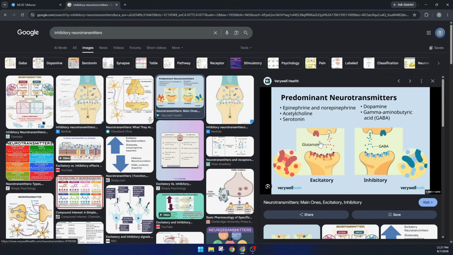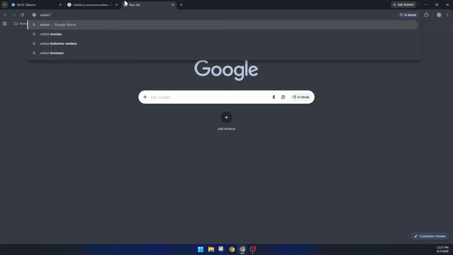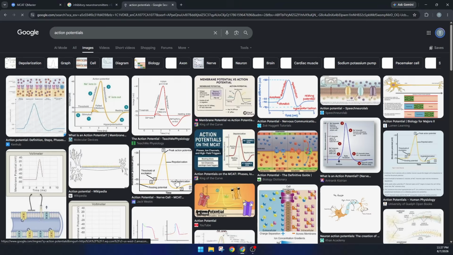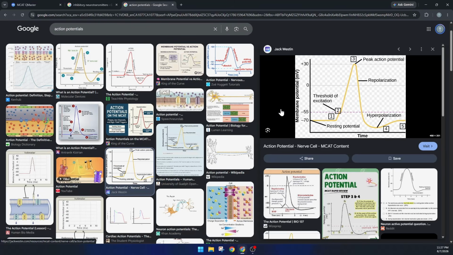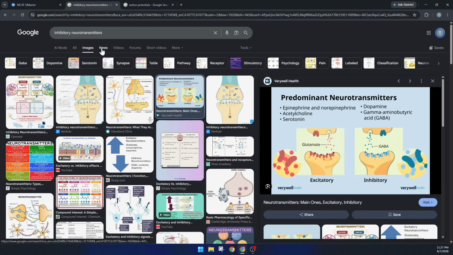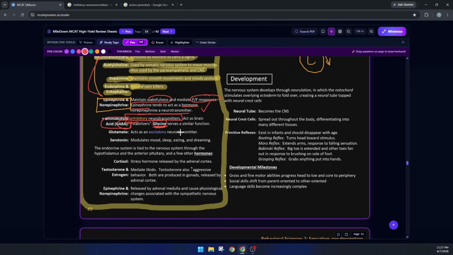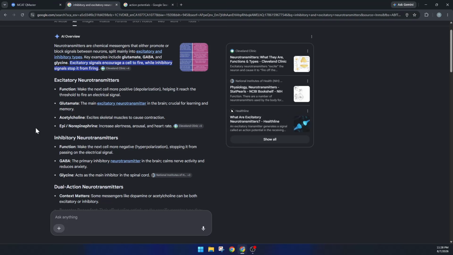I recommend understanding how action potentials work, which you will know in biology. So again, study biology before you do psychology. It will become a lot more clear about how everything's happening before you study psychology. All right, and then glutamate acts as an excitatory neurotransmitter. An excitatory neurotransmitter makes the next cell more positive, called depolarization, helping it reach the threshold to fire an action potential or fire an electrical signal.